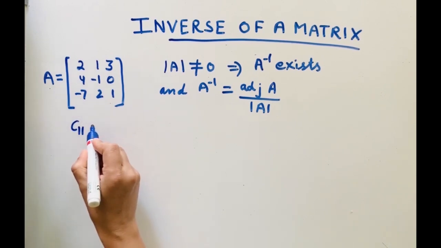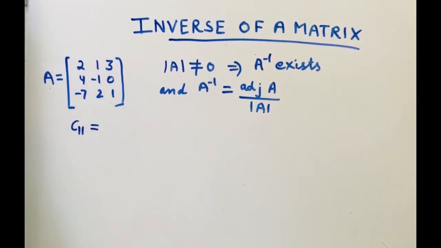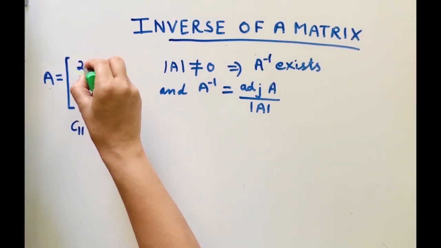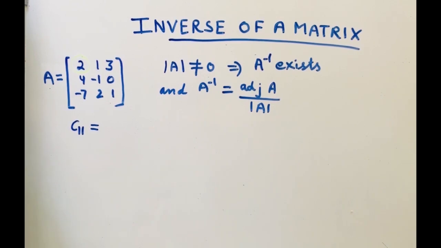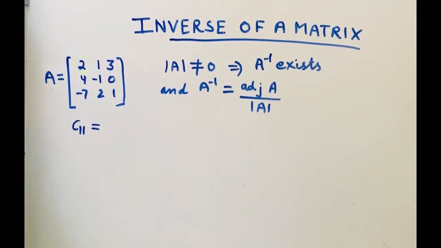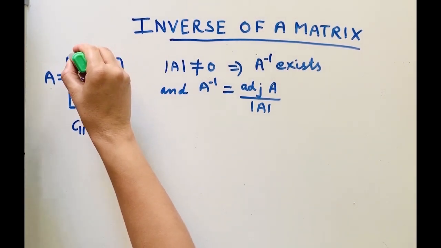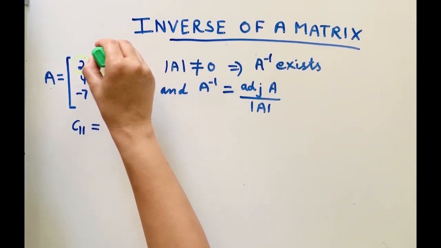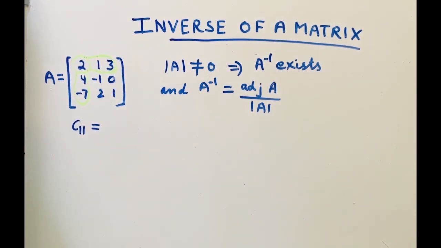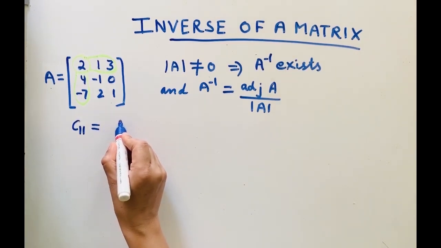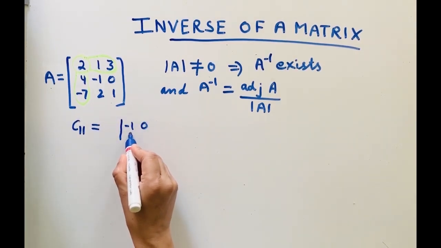So here C11 will be how much? This I have told you earlier also. C11 is the cofactor of A11, so this is your A11. You don't have to write this one. Remove this row and remove this column. So see what you will get. Here we have only -1, 0, 2 and 1.